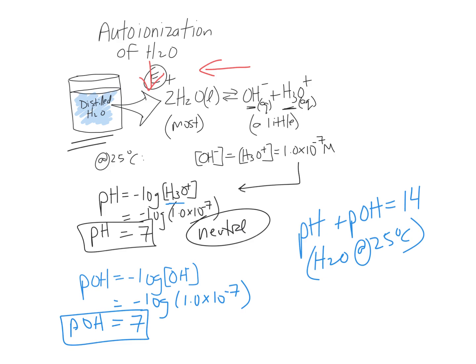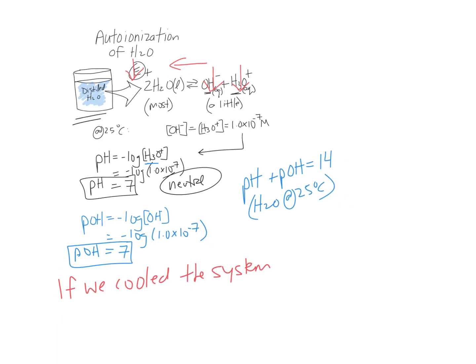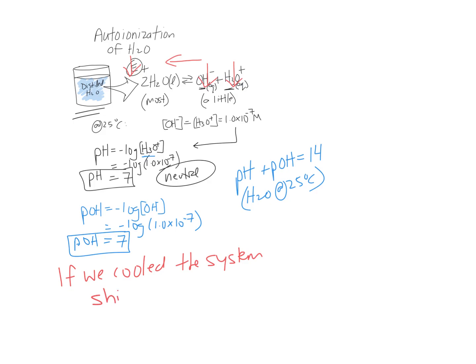It's going to draw down how much hydroxide and hydronium ion there are, and it's going to draw them down equally, right? So bear with me here because I'm going to keep on writing in red. I say bear with me because we don't usually write in red when we're cooling something, but if we cooled the system, what we would see is a shift left, correct? A shift left. And then we would see a decrease in this, and we would see a decrease in that, right?